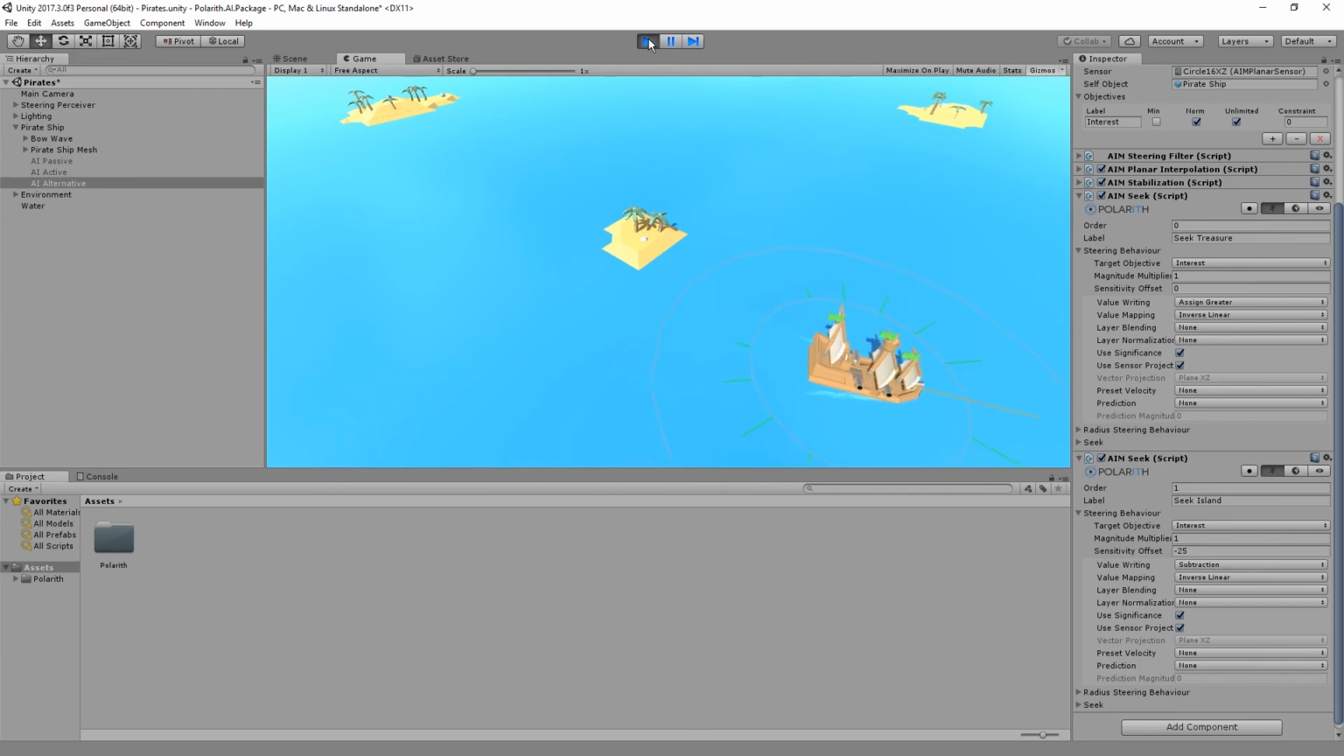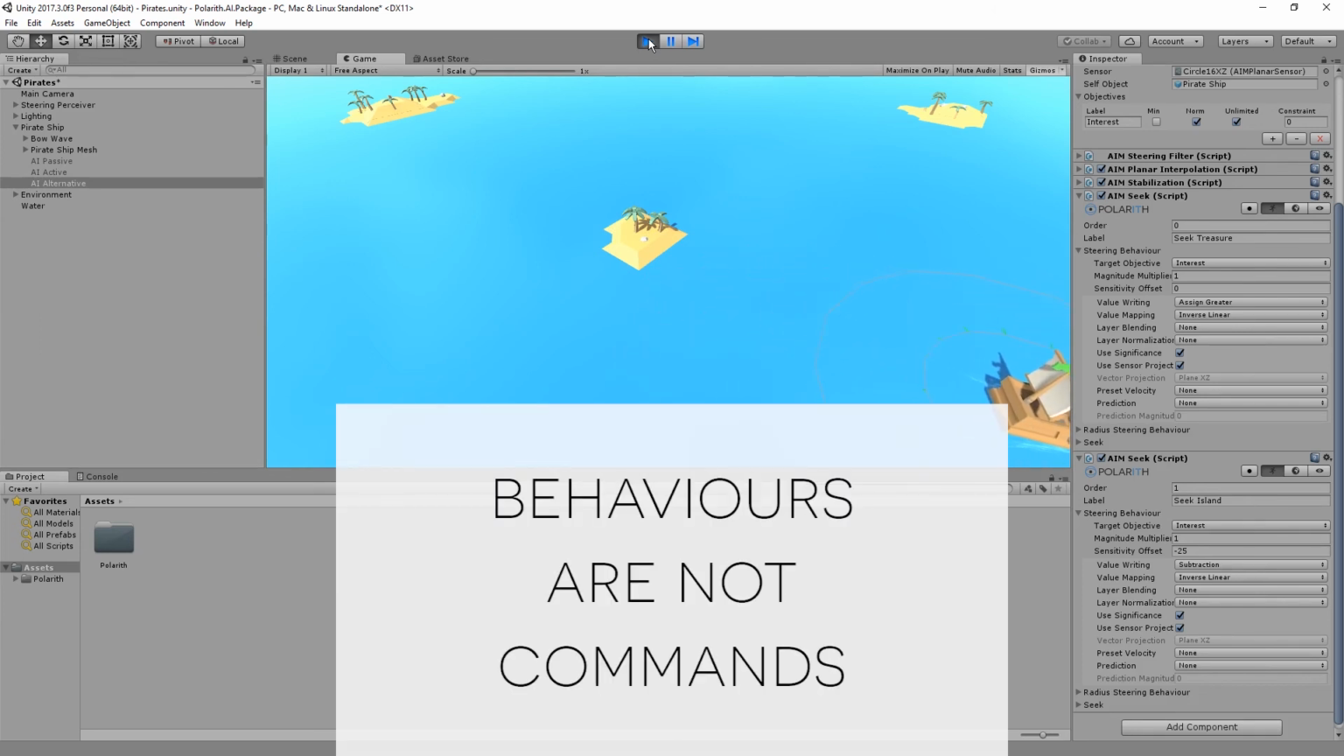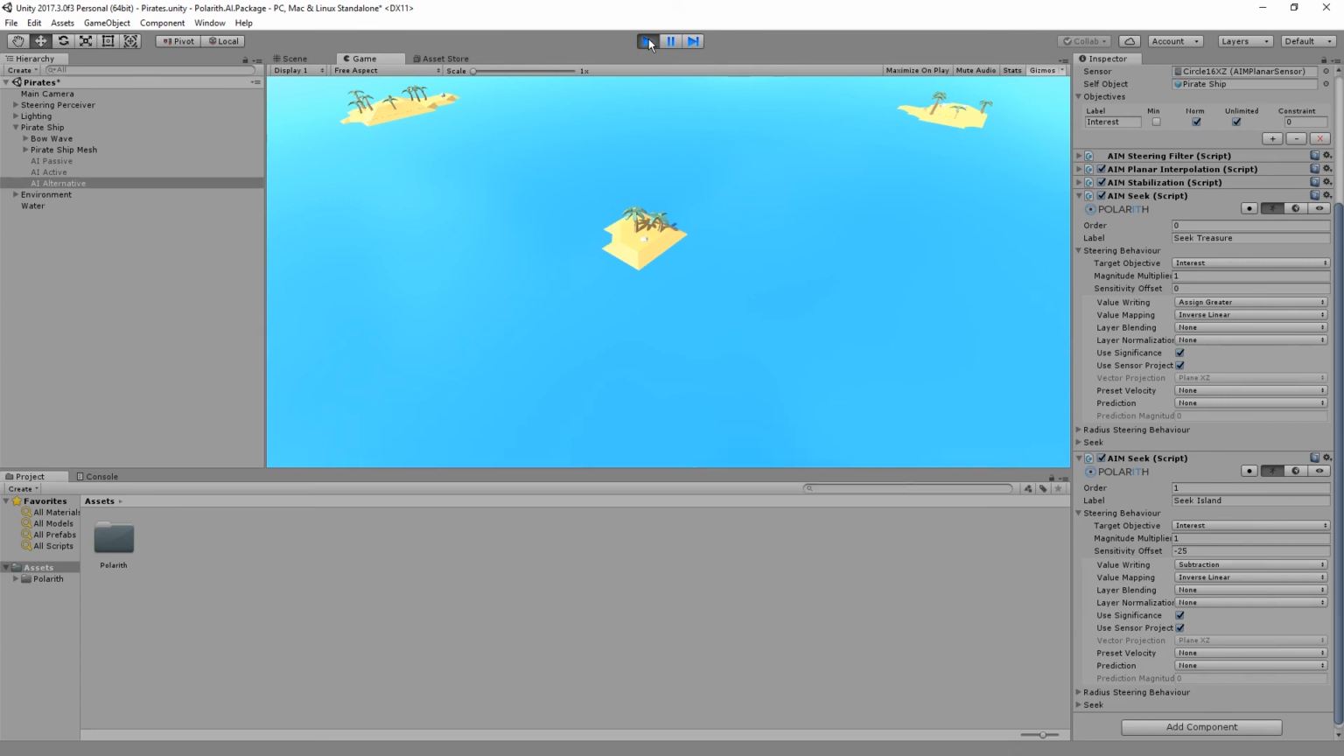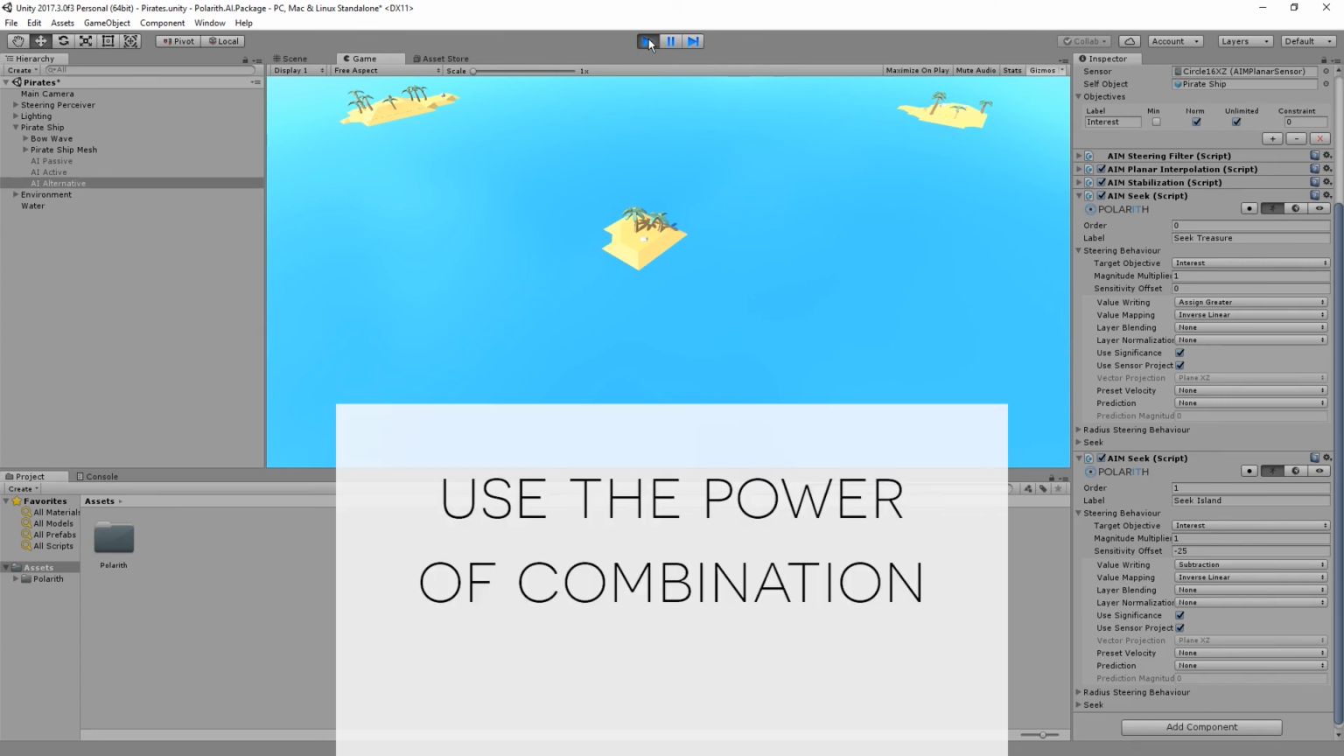Okay, now let's conclude what we can take away from this video. First, it is essential to understand that behaviors in our system only write values to a target objective. Do not take their names too seriously and think outside the box. Second, use the power of combination. Do not give up if using one specific behavior does not work. Try to combine different behaviors. Think about the importance of order and operations.